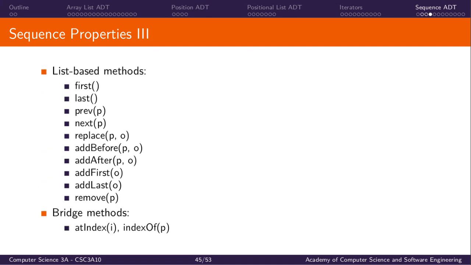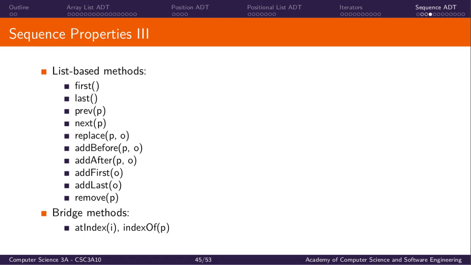Those we are familiar with, but now it has to also have our position-based ones. So we have to be able to call first and return what the first element in our list is. Last does a similar thing, but for the last element in our list. Given a reference to a position p, we should be able to return the position before that using previous, and the position after that using next. Replace(p, o), so replace with that position p this new object o, add before and add after, add first and add last, and remove(p). So we'll come to all those because we started discussing those when we started discussing the list.